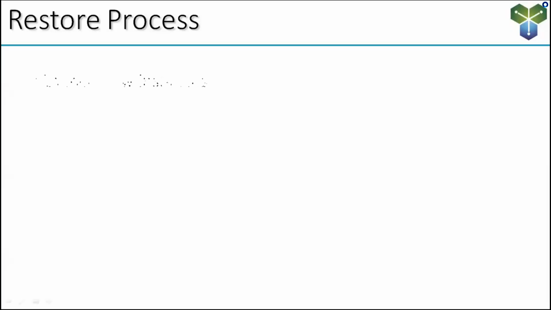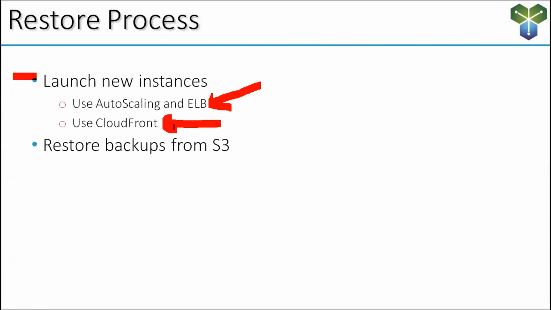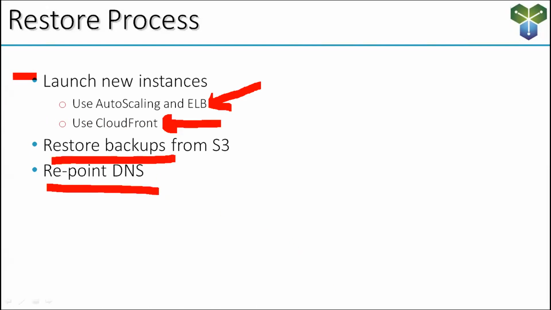So that's what my restore process is going to look like. I'm going to launch new instances. Maybe I'll create some auto-scaling groups or elastic load balancers. Maybe I'll use CloudFront to speed up the delivery of content on the web. Maybe I'll use CloudFormation to create a script for everything that needs to be launched. And then I'll restore all of my data from backup, and I'll repoint DNS so that we start using the new location, the new web server.